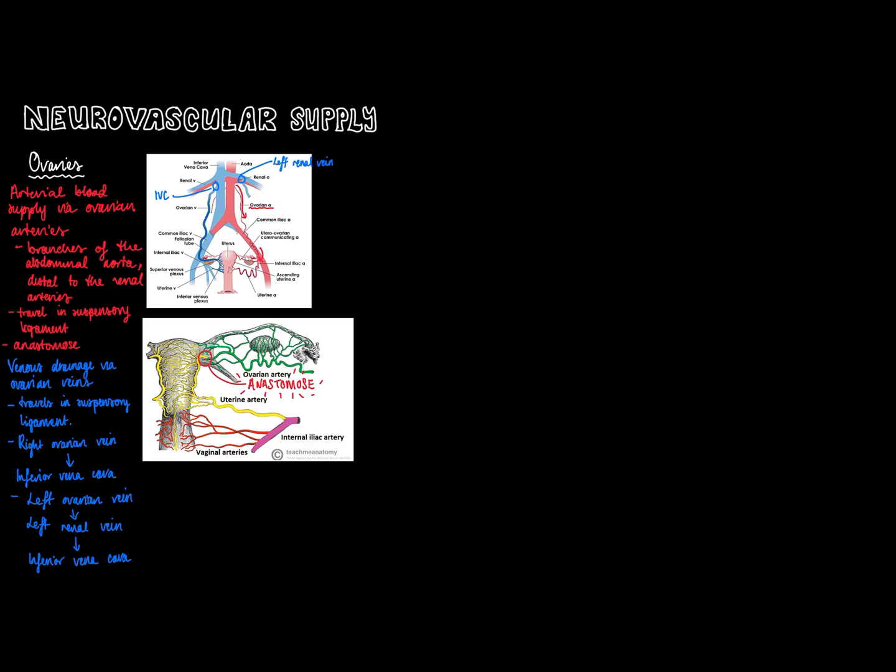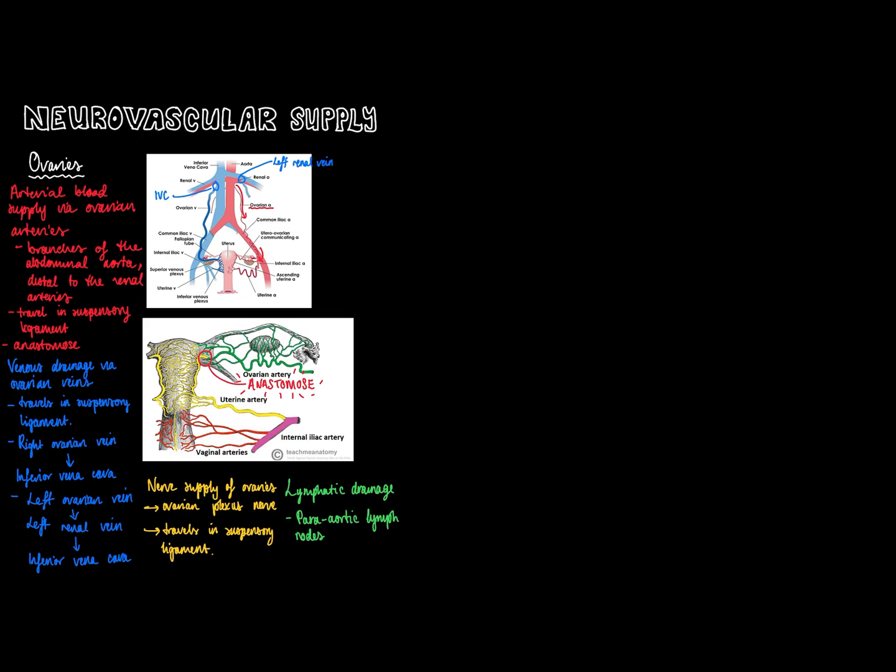The ovaries have their own nervous supply via the ovarian plexus nerve that travels alongside the ovarian artery and vein within the suspensory ligament. This also supplies the fallopian tubes. The lymphatic drainage of the ovaries is via the para-aortic lymph nodes.